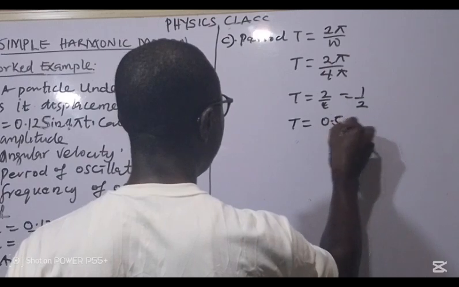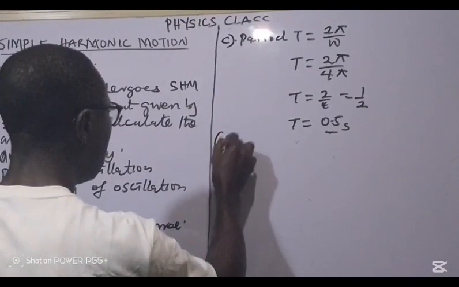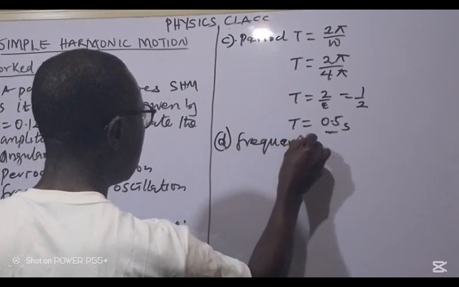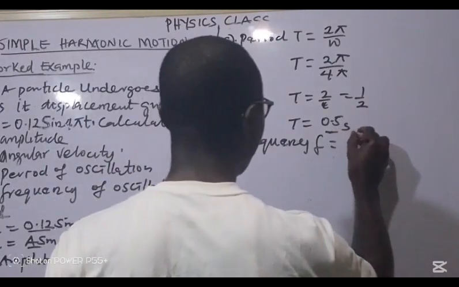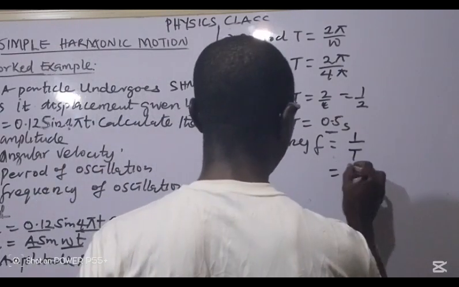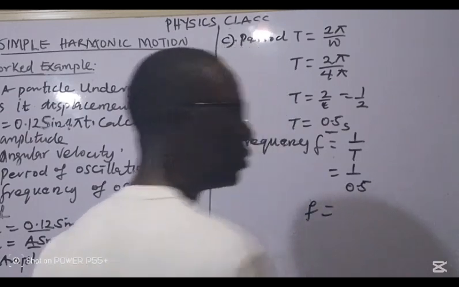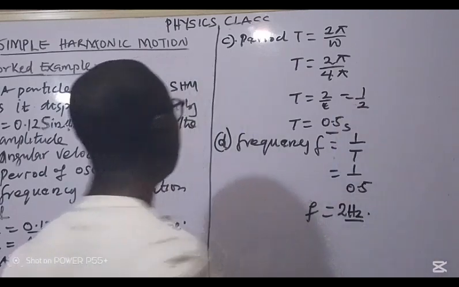Once you know our T, it is now possible to move to question D. D asks us to calculate frequency, which is F. And from one of our formulas, F is 1 over capital T. So that will be 1 over 0.5. So our frequency F will be equal to 2 Hertz. And that's the solution to example 5.